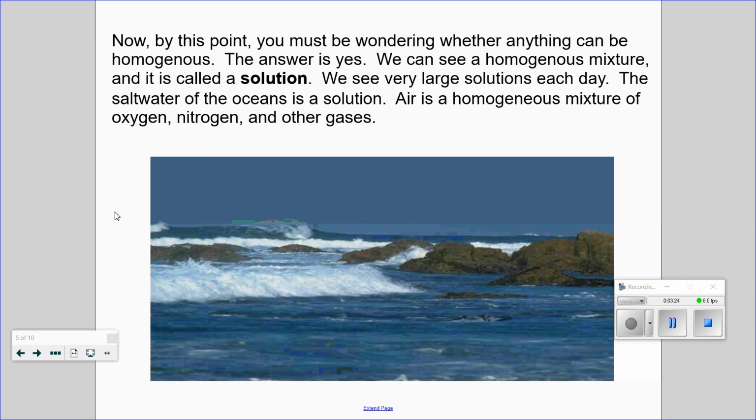Now, by this point, you must be wondering whether anything can be homogeneous. And the answer is actually yes. We can see a homogeneous mixture, and it is called a solution. We actually see very large solutions each day. The salt water of the oceans is a solution. Air is a homogeneous mixture of oxygen, nitrogen, and other gases.